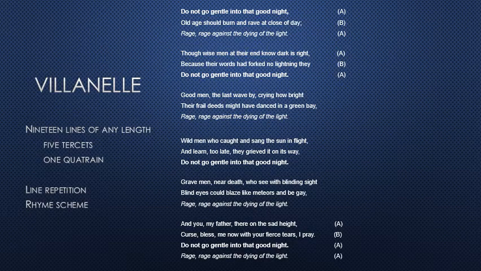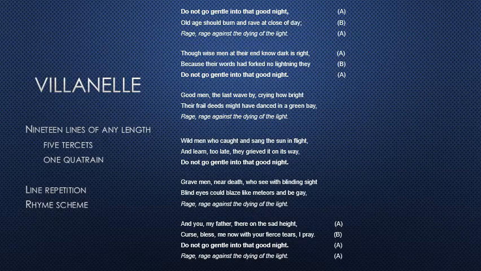Notice that I have it in bold here where it says, "Do not go gentle into that good night" as the first line. Notice that is also the 6th line. Do not go gentle into that good night. Then it's also at the end of the 4th stanza. Do not go gentle into that good night. And again in the quatrain at the end. So you can see how that in a villanelle, lines are repeated. You have repeated rhyme schemes, and you have repeated lines.